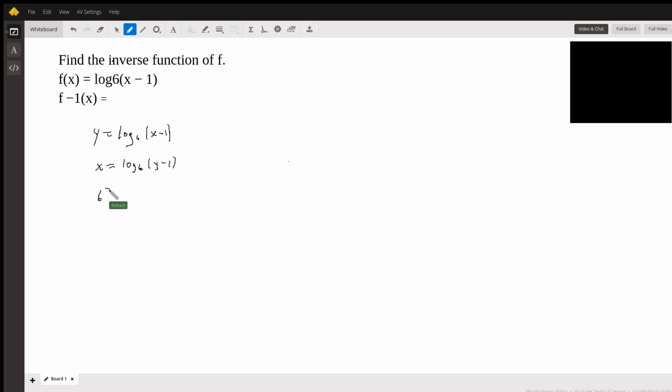So that's going to give me 6 to the x is equal to y minus 1. And then y is going to be 6 to the x plus 1. Very simple. And this is our inverse.